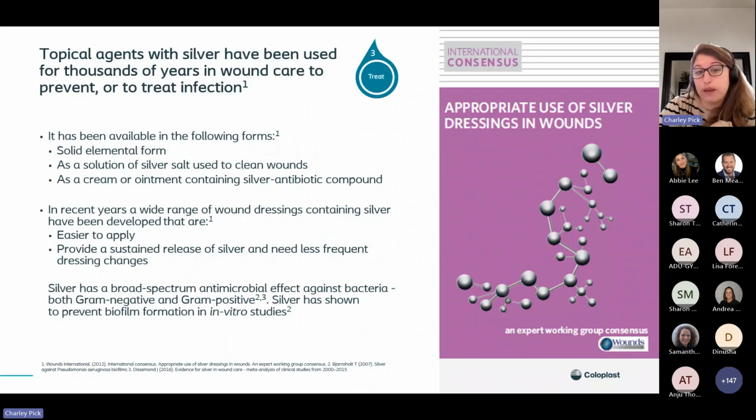Silver has a really broad spectrum antimicrobial effect against bacteria, with both gram-negative and gram-positive bacteria. So your Staph aureus and your Pseudomonas. And silver has been shown to prevent biofilm formation in in vitro studies.